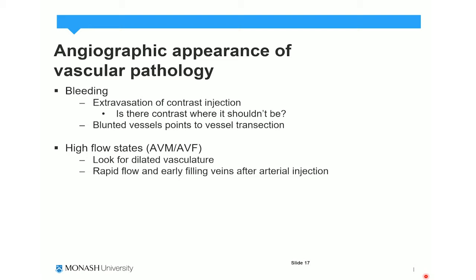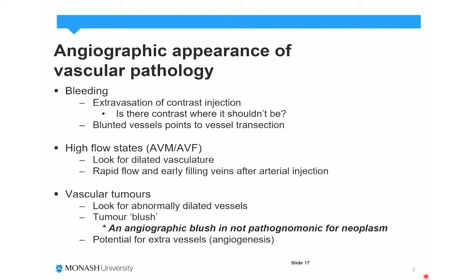In high flow states such as arteriovenous malformations and arteriovenous fistulas, we must look for dilated vasculature. And is there rapid flow between the artery and the early filling veins after an arterial injection? Vascular tumours, we look for abnormally dilated vessels feeding the vascular tumour. We look for the characteristic tumour blush.